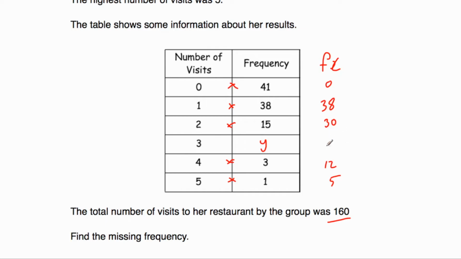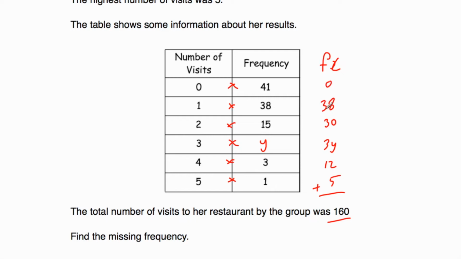And to find this value in the fx column, we would do 3 times y. So 3 times y is 3y. So we've got our fx column, we've got 0, 38, 30, 3y, 12, and 5. And if we add these values up, that will be equal to 160. So let's add this column up and see what we get.